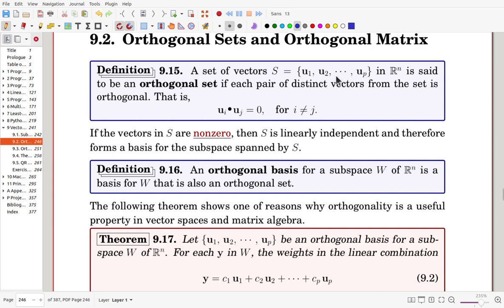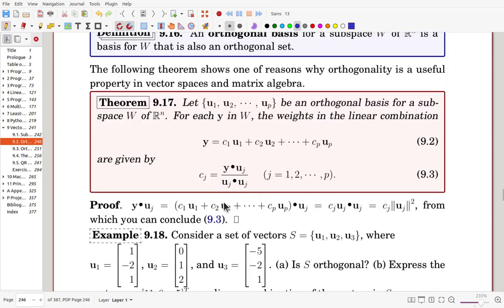If the vectors in S are non-zero, then S must be linearly independent, and therefore the set forms a basis for the space spanned by the set. An orthogonal basis for a subspace W of Rn is a basis for W that is also an orthogonal set. This theorem shows one of the reasons why orthogonality is a useful property in vector spaces and linear algebra.